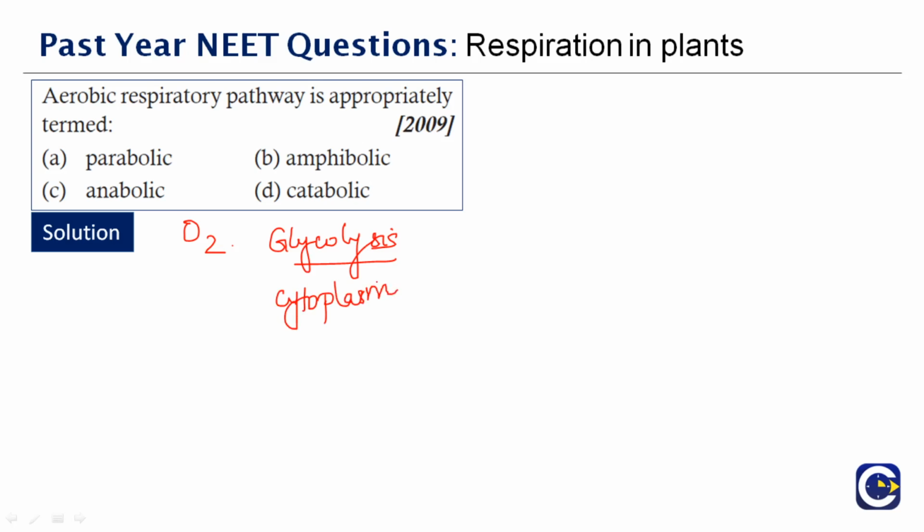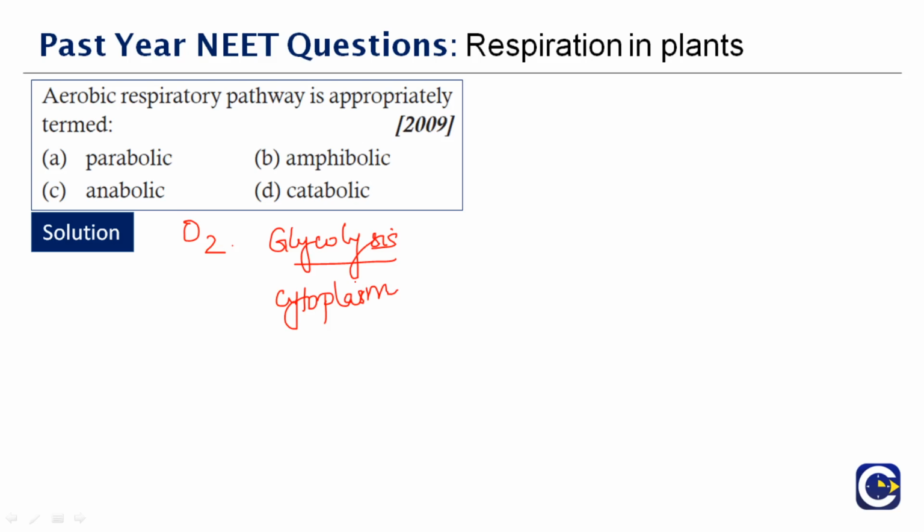Aerobic respiratory pathway is therefore appropriately termed as amphibolic. Amphibolic means what? Twice, 2 times. Okay, that is, it shows 2 characteristics. Aerobic respiration is the main energy releasing pathway leading to the ATP formation, and it occurs in mitochondria.